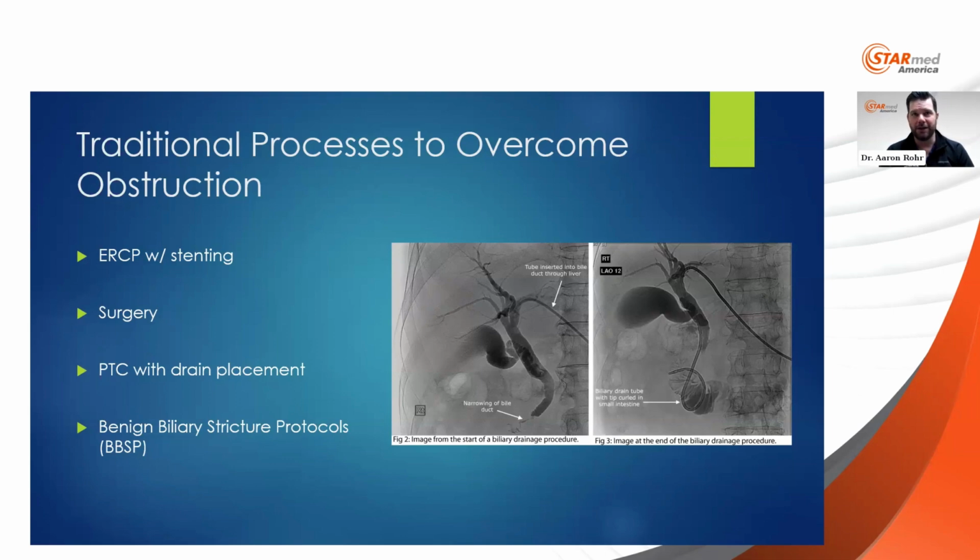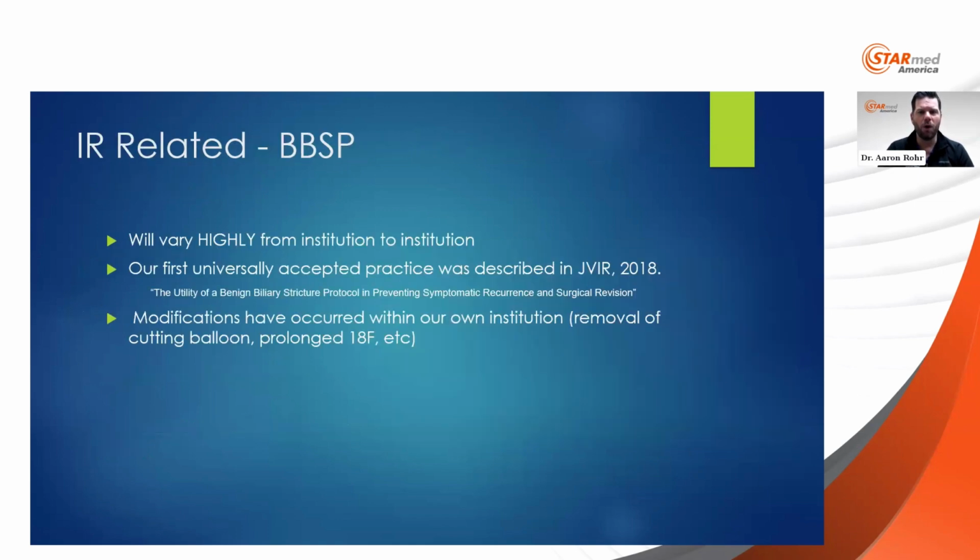There are obviously always other constituents and things like that, but what does that boil down to for us? That boils down, at least in the practices I'm familiar with, to benign biliary stricture protocols. I think they're very pertinent. I think that they help patients out in situations where they're not a candidate for any of the aforementioned. And I think every program and every institution is going to have their own spin on it, their own tailored technique, if you will. And that's kind of what we did here as well. So it's going to vary highly from institution to institution, as I mentioned.